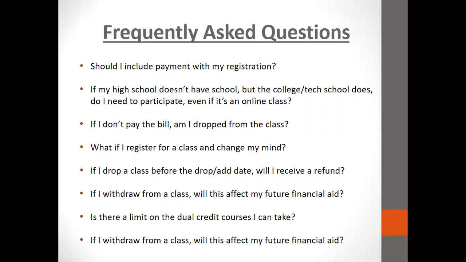If I withdraw from a class, will it affect my future financial aid? No, it should not affect you at all. It will just cost you money. That's all. And it'll have a W on your report card, on your college report card, I should state that. And you can only have 6 W's on your report card in your college career.